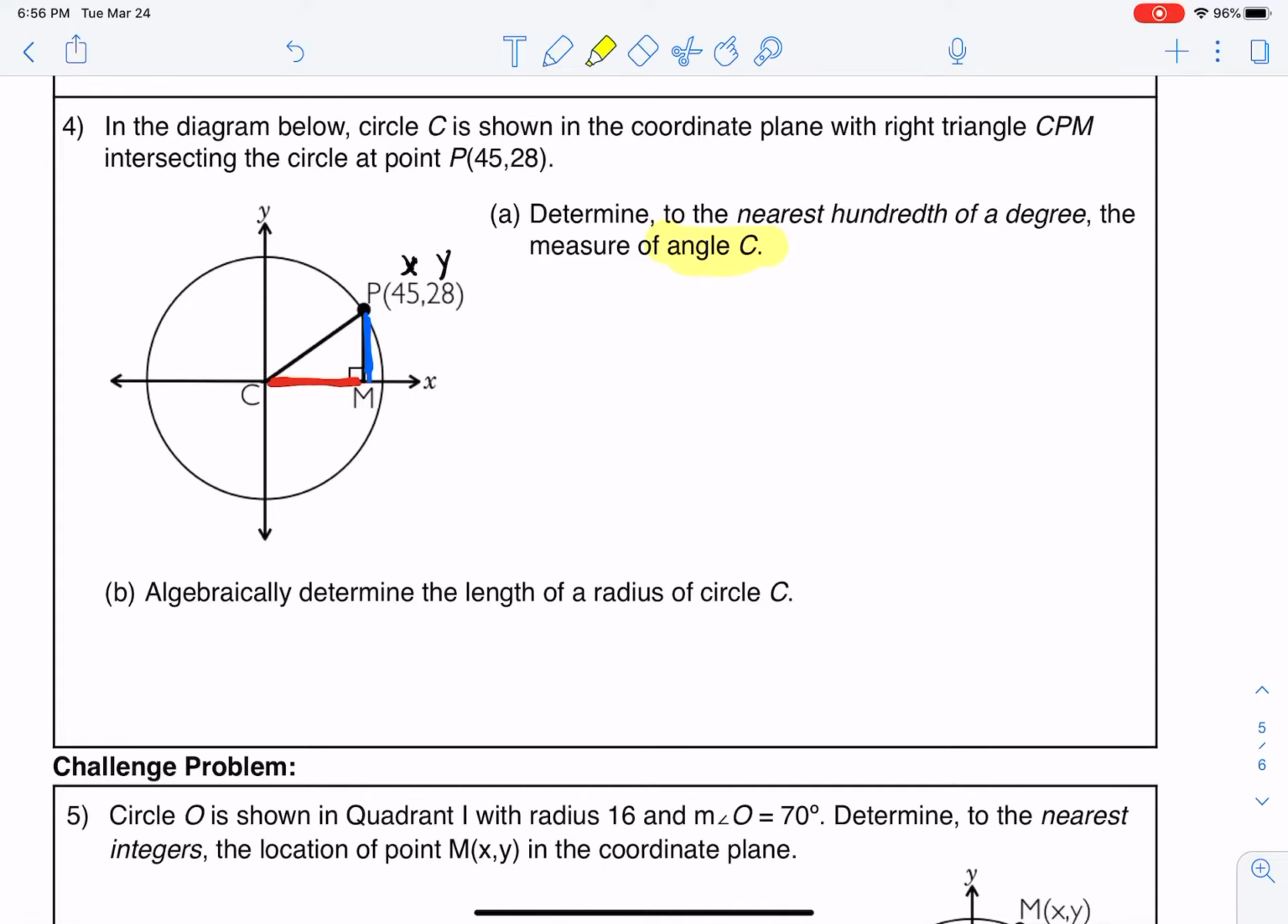For part B, which you're also asked to do, you're asked to determine the length of a radius of circle C. You actually are not going to need any type of trig ratio to solve that. Our radius, remember, in this instance is going to be the same as the hypotenuse of our triangle. All right, so think about what formula we use to find a missing side length of a right triangle.